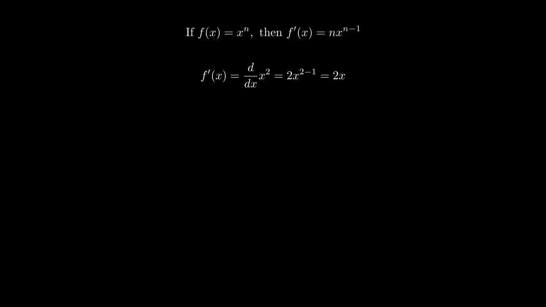Now, let's apply the power rule to find the derivative of x squared. The power rule states that if f of x equals x to the n, then f prime of x equals n times x to the n minus 1. Applying the power rule to our function, we get f prime of x equals 2 times x to the 2 minus 1, which simplifies to 2x.